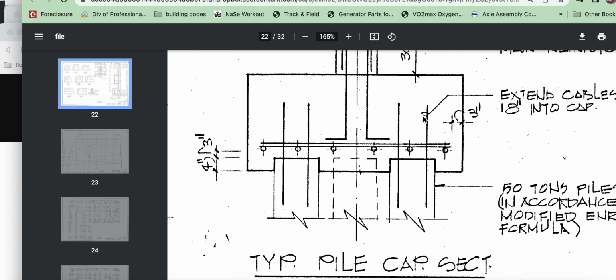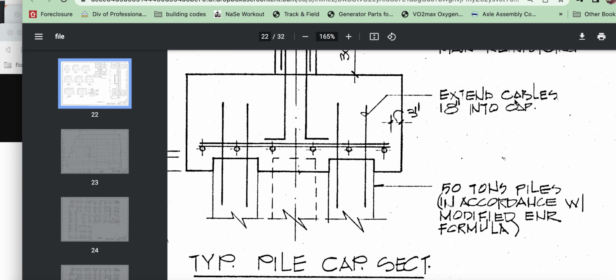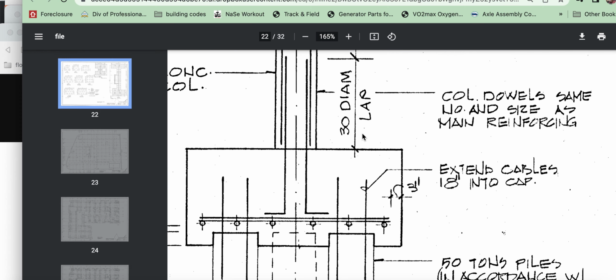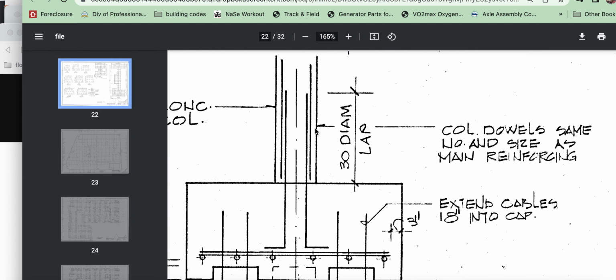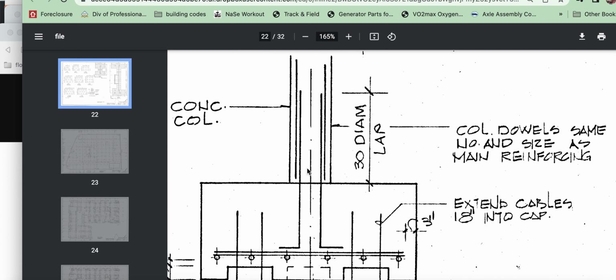It's the reinforcement coming out of there. Interesting, he called it cables. He wanted 18 inches of cable into the cap. After you do that, he wanted a 30 times lap of the rebar coming out. This rebar would lap 30 times the diameter of the rebar. 1 inch bar, 30 inches. And this would be 30 inches, and that would meet his requirement.